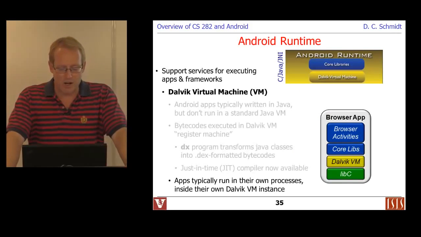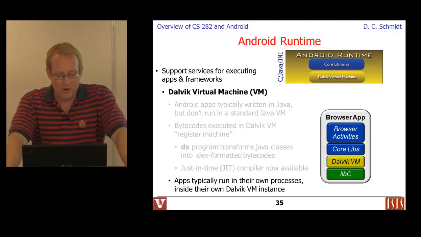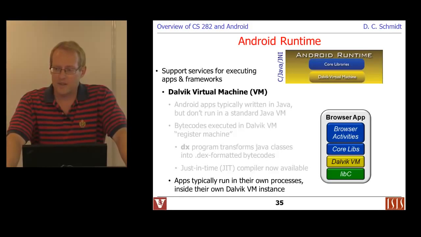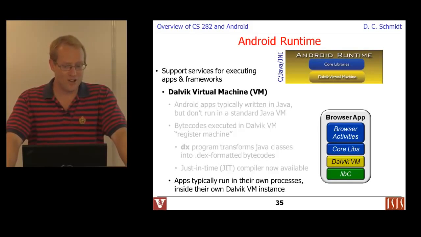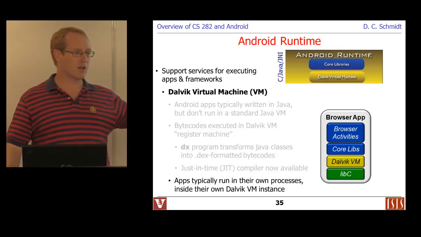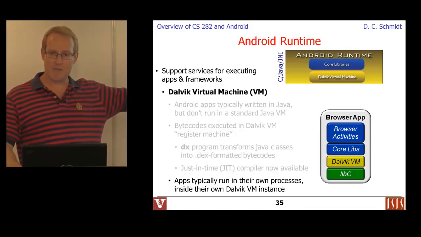Apps typically run in their own processes inside their own Dalvik VM instances. We'll look at some pictures of this a little later as we get further into the Android architecture. But essentially, when you run an app, it's running in a separate Linux process, and inside that Linux process are a bunch of things. You've got libc, the C level libraries, that's the native code. You've got the Dalvik virtual machine, which is written in C, making libc calls. Then you've got the core libraries, which we're going to talk about in a second. And then you've got activities and other stuff that would come from whatever you're running, a browser, an email application, or whatnot.